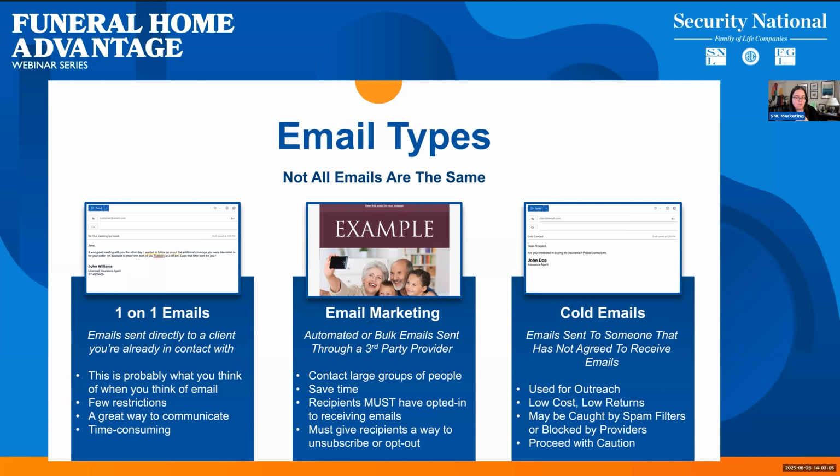There is a third type of email called cold emails. These are sent to someone that has not agreed to receive emails. It's generally someone who has not dealt with you in the past. So these are used for outreach. It's low cost. However, you don't get a lot of high returns for it. These are emails that are a lot of the time caught by spam filters or blocked by a provider like Gmail or Outlook. Also, there are some rules that we'll go over later in our program here that affect what you can send as well. So just make sure that you're proceeding with caution if you're reaching out to people that have not given you permission to contact them.